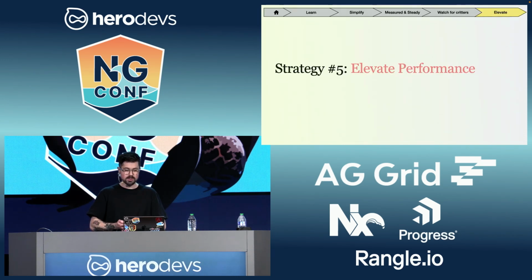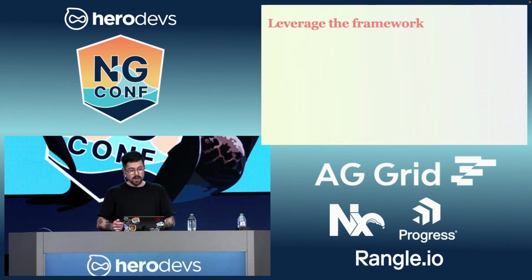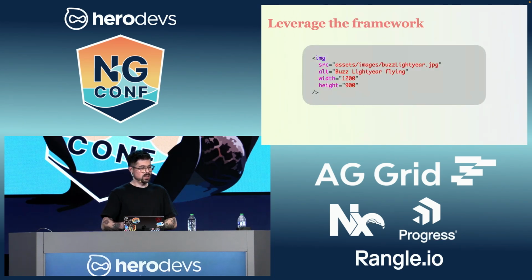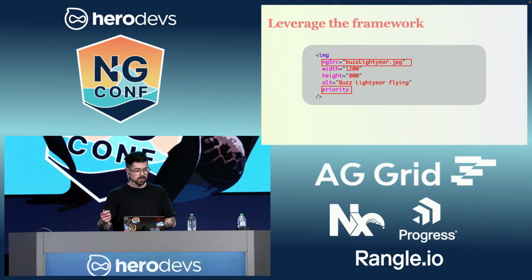Last strategy here is to elevate performance, right? We can elevate the performance of our applications by using many of the built-in Angular functionalities today. One of my favorite things that I like to leverage from the framework is using built-in directives like ngOptimizedImage. This is a really awesome way of just converting something like this, right? An image tag that we already have in our templates, and by adding 2 little pieces of code, we've just prioritized loading of our LCP image, right?